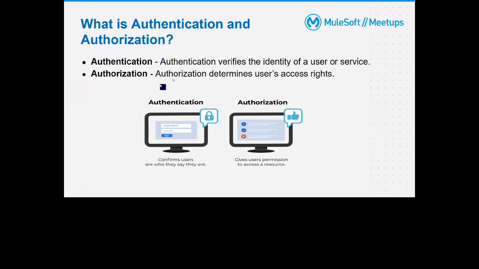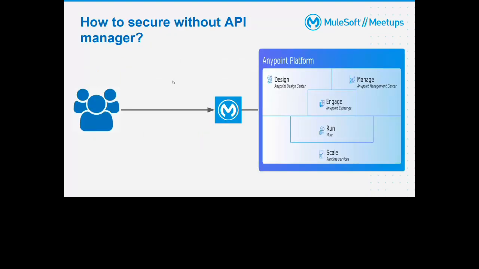Then the second question comes: how to secure without an API manager? We all know we have multiple types of licenses, whether that is Platinum or other, but API Manager does not come in that bundle. Also, not every customer has the privilege to purchase the license for API Manager along with the Anypoint Platform. So in that case, if they want to secure their API, how to do that?